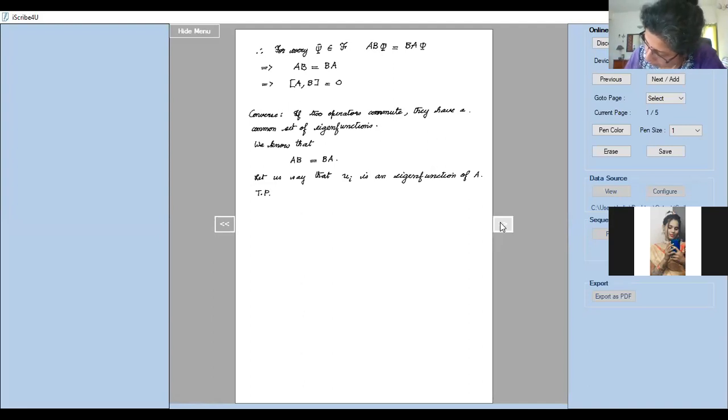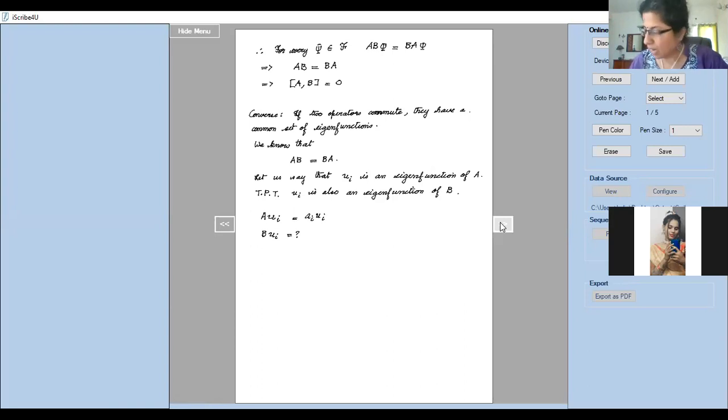To prove that ui is also an eigenfunction of B. Correct? So we already know that if we do A ui, we will get ai ui. What we have to find out is what is going to happen when we do B ui. We need to show that it will be something like a number times ui. Then we have proved it.